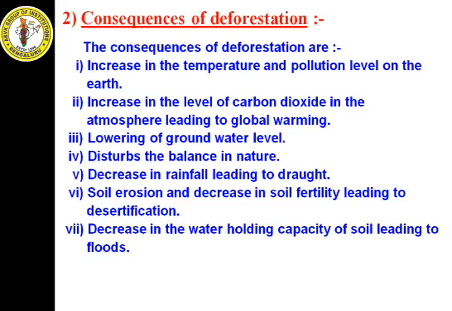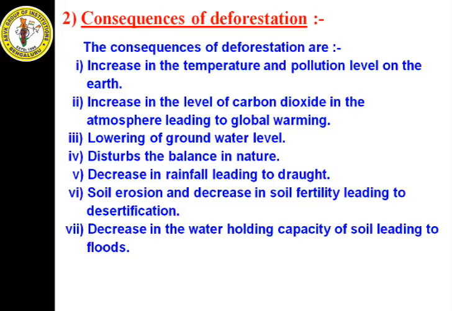Next, disturbance in the balance of nature. So it will create imbalance in nature. See, as I told you, the carbon dioxide level will increase, the underground water level will decrease, correct? Temperature will increase. So this will be an imbalance in nature. It will affect everyone who is living on the earth.